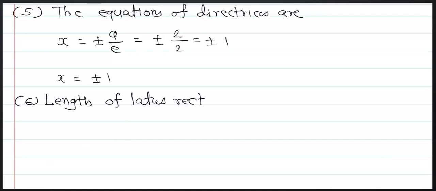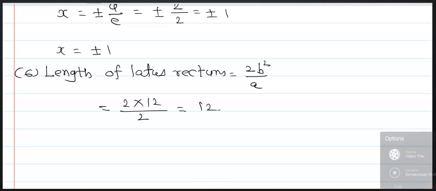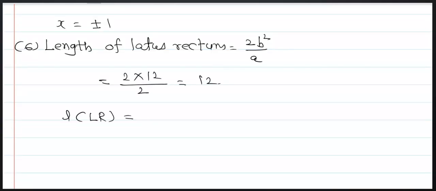Length of latus rectum, 2b square upon a, that is 2 into 12 upon 2, that is equal to 12. This is the length of latus rectum.